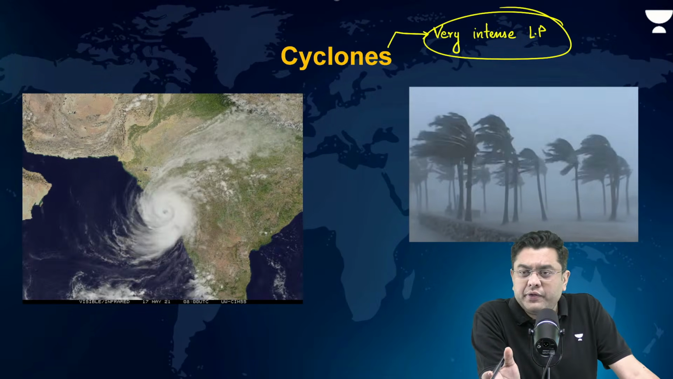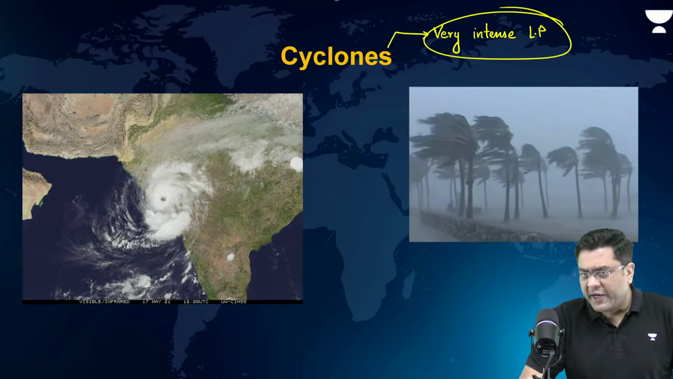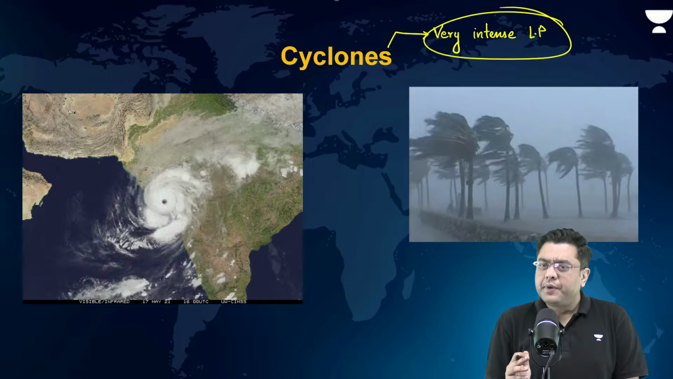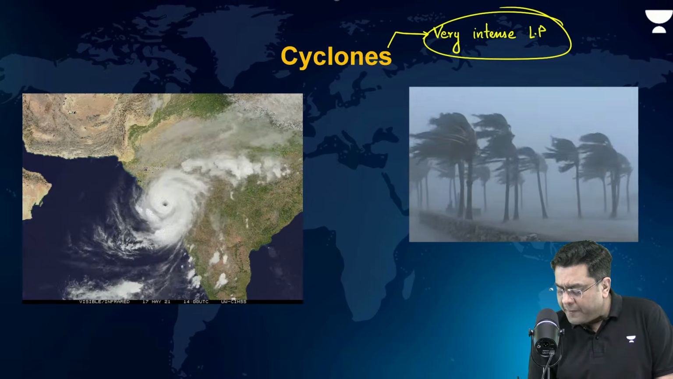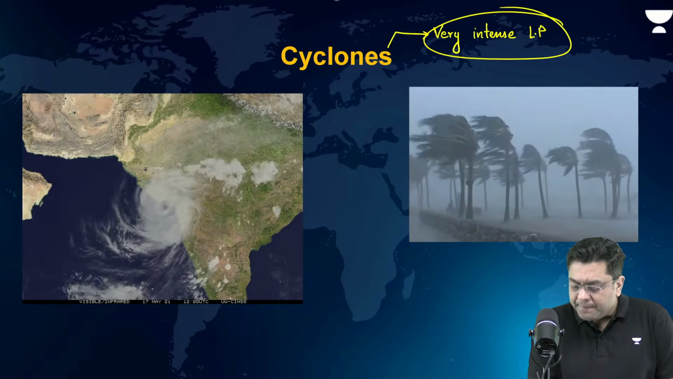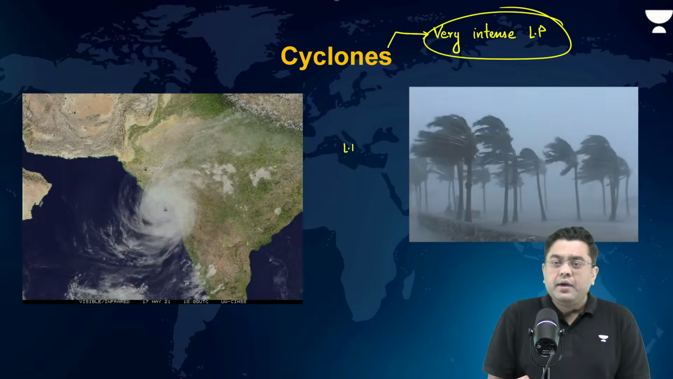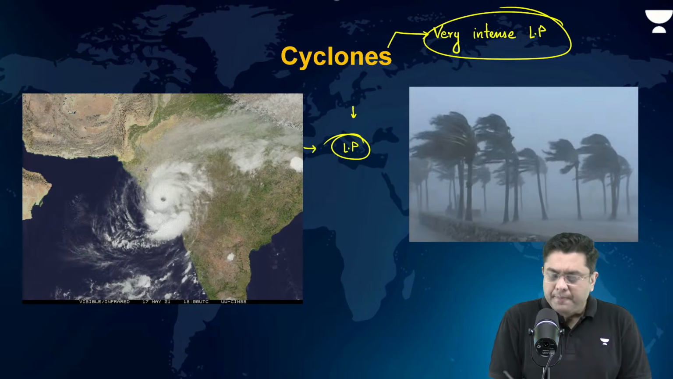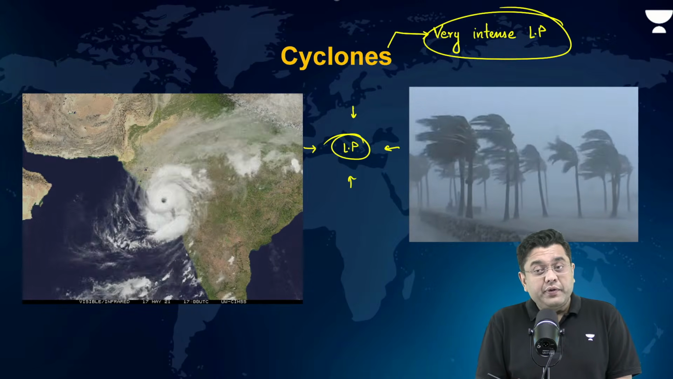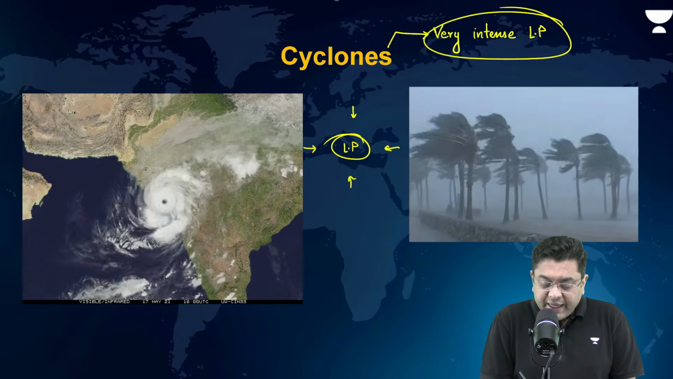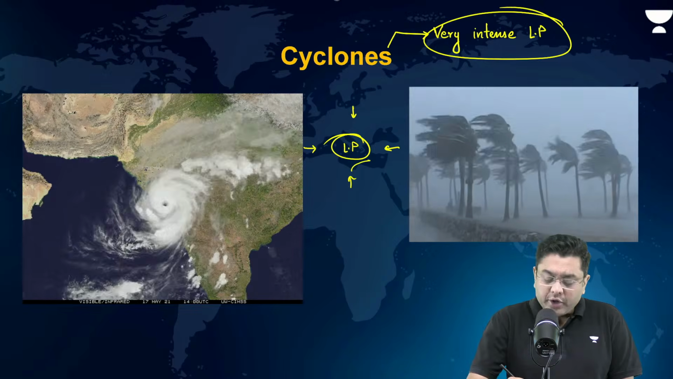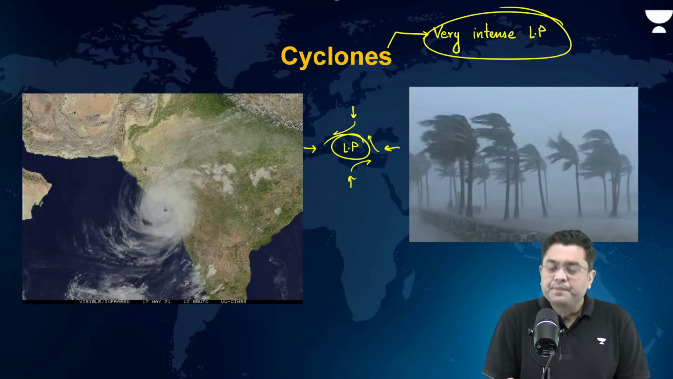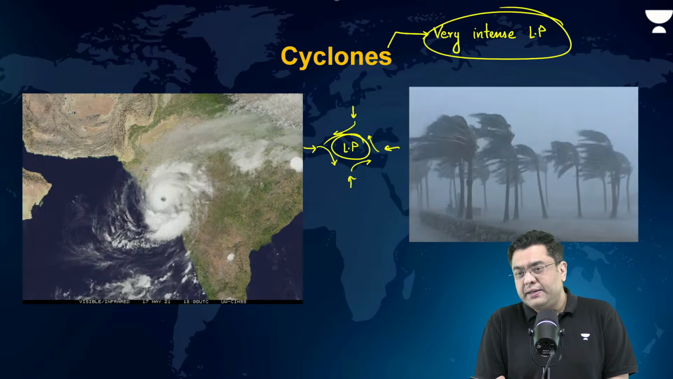Now, these winds, when they are coming to the low pressure, they will be influenced by the Coriolis force. For example, if I have a low pressure in the northern hemisphere, winds will be coming from here, here, here, and here. But the winds in the northern hemisphere, they get diverted or they bend to their right, isn't it? They bend to their right.